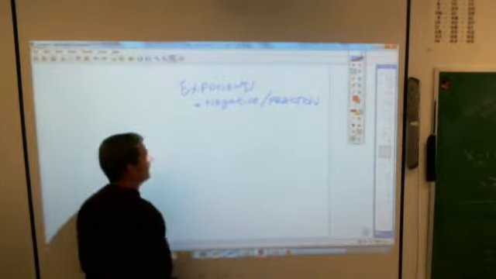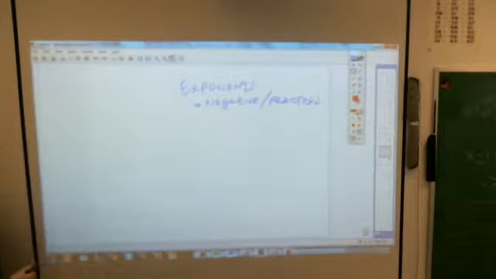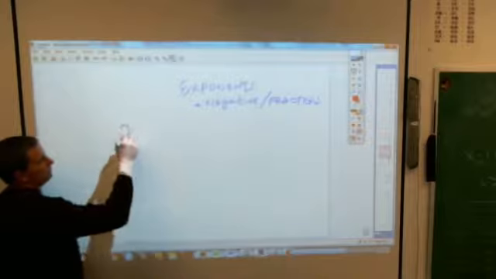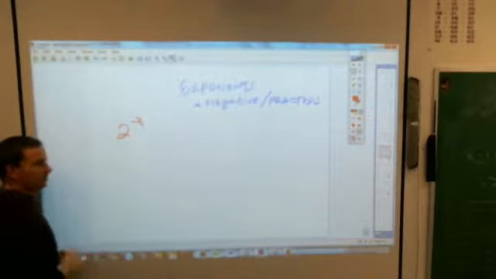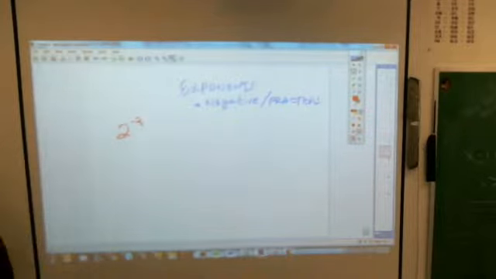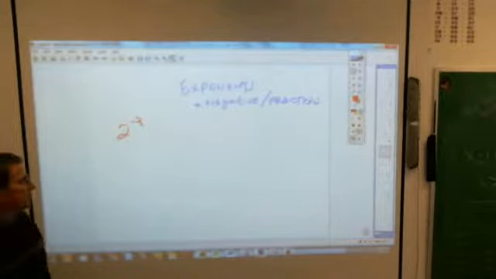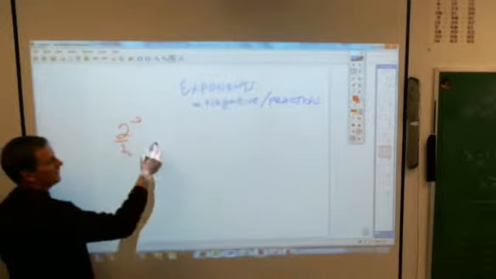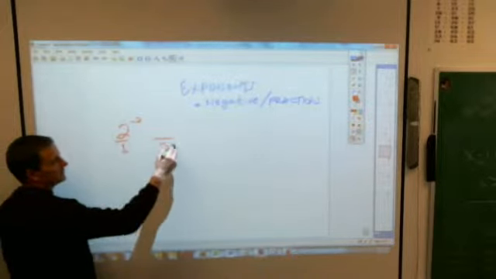Not the first time we've dealt with negative exponents. Let's just look at one. If I asked you what 2 to the negative 2 power is, how did we deal with that before? Put it over, or flip it. Right. You put that on the bottom of the fraction and the exponent becomes positive.